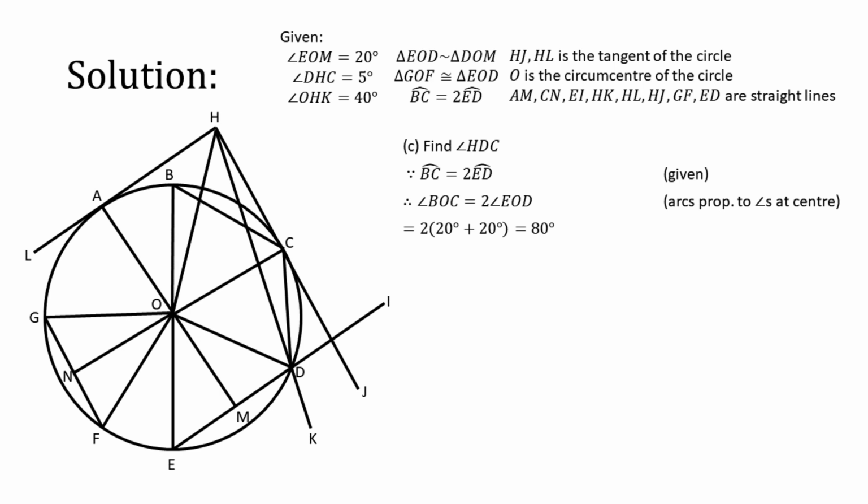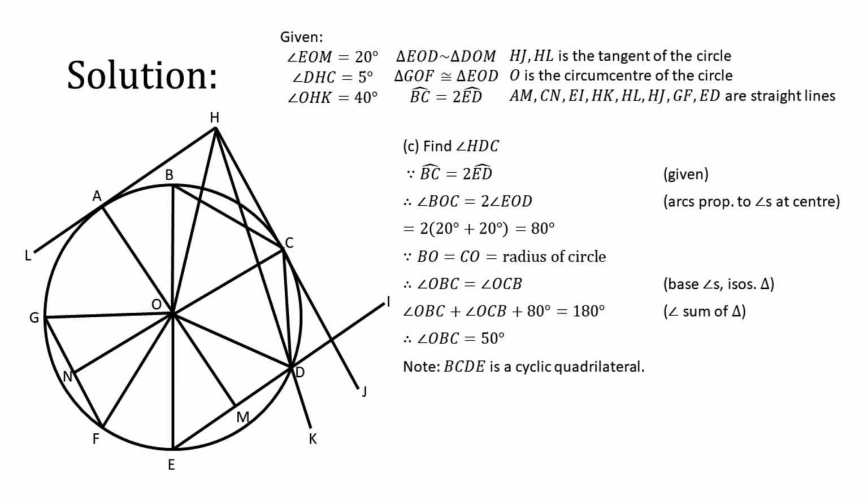Finally, for question C, we would need to find angle HDC. To find the angle, we first find angle BOC. According to the theorems, angle BOC is double angle EOD, and it is 80 degrees. Next, to find angle OBC, since BO and CO are both radii of the circle, they have the same length. Therefore, angle OBC is equal to angle OCB.